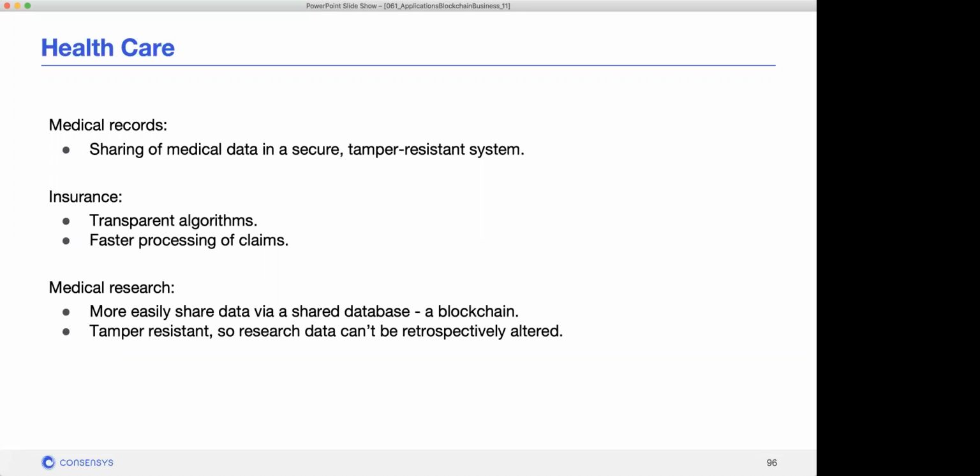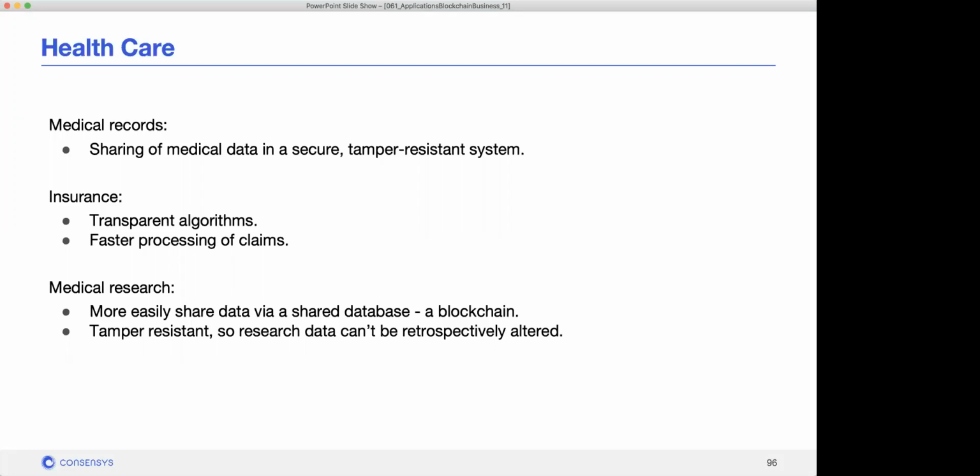Medical research is another good one where you can easily share the data that you've got. So you can have essentially a shared database of information, the blockchain, and it's going to be tamper resistant. So the research data can't be retrospectively altered. This is important because sometimes trials happen and then people modify the results later on.